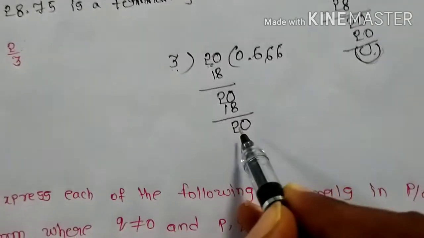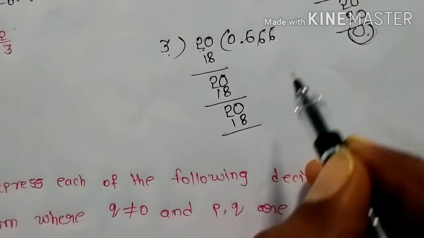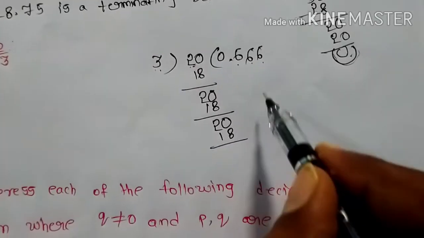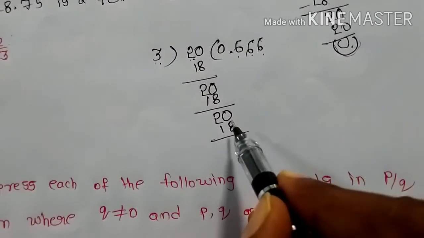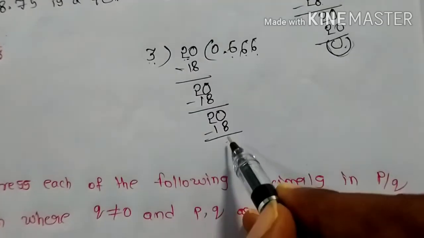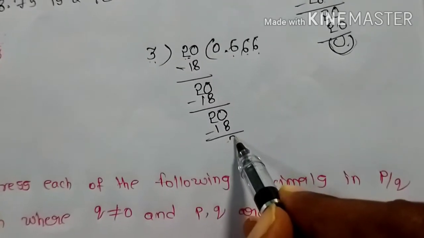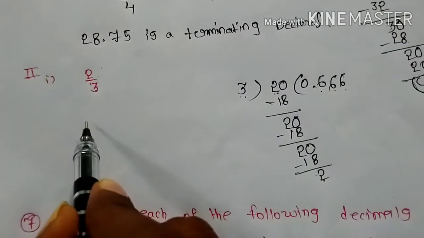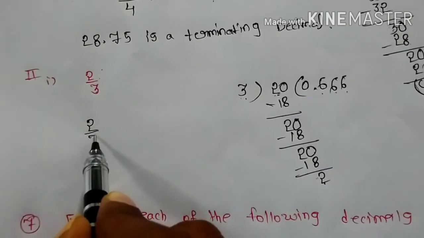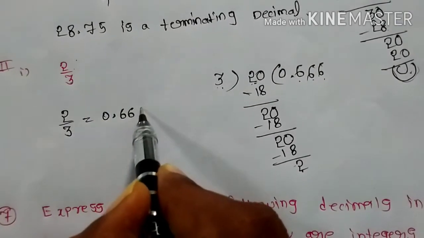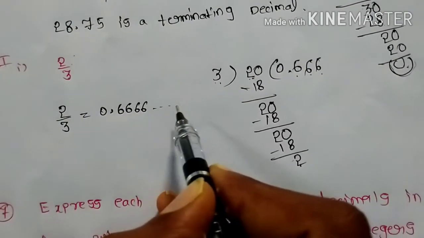3 sixes are 18. That means see here, 6 is repeating or not? One more time, 20 minus 18, how much? Here 2 only. One more time also we are getting 2 only. That means your answer is, 2 by 3 is equal to 0.6666, and so on we will get.